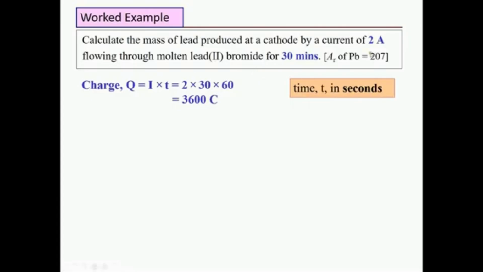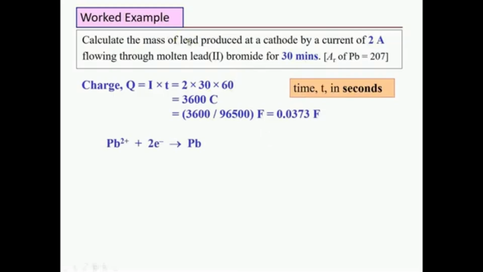From the data given, 2 ampere, 30 minutes, that allows us to calculate the charge that has passed through. So charge formula, current times time. Current 2 ampere, time 30 minutes, we need to change it to seconds, so multiply by 60. That gives us an answer of 3600 coulombs. Change it to Faraday, divide by the Faraday constant, 96,500, that gives us 0.0373 Faraday.